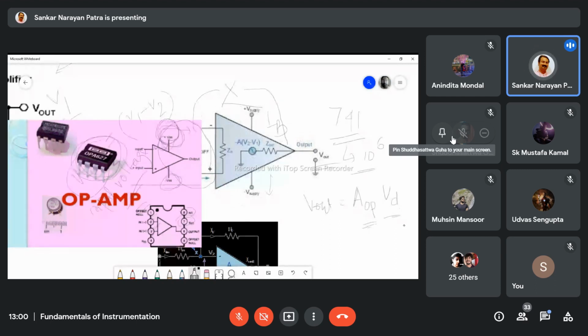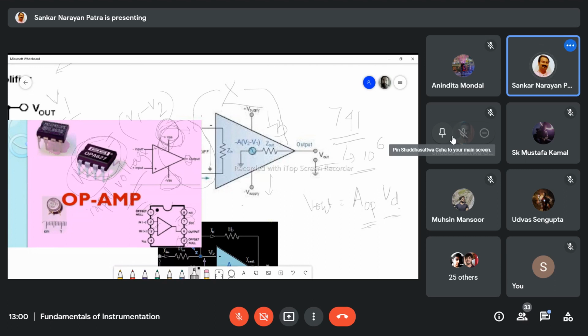And that is the sixth terminal, actually the output terminal. And fifth terminal is offset nullifier. The two terminals 5 and 1 will be offset nullifier, and 2, 3 are the inverting and non-inverting terminals, and 6 is the output terminal, and VCC and VEE, those two terminals are 7 and 4.